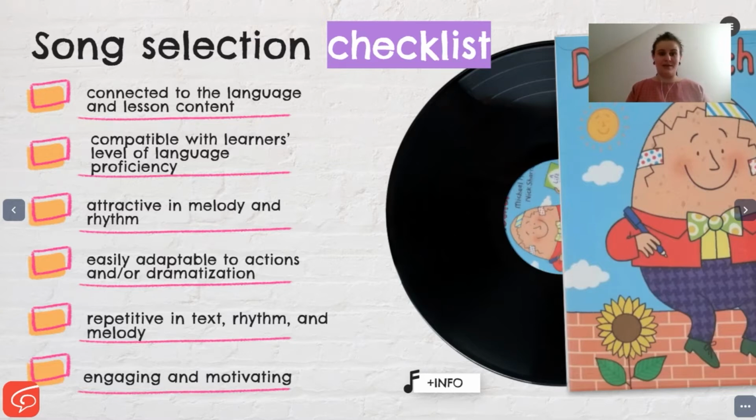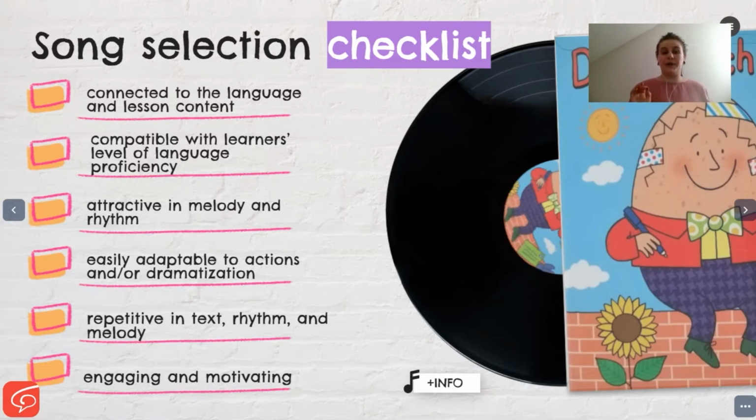The first thing on the checklist, number 1, is that a song is connected to the language and lesson content. This means that you shouldn't select a song that's completely irrelevant, completely not connected to the content of your lesson. Then, it needs to be compatible with learners' level of language proficiency. Songs that are too long may not be appropriate for very young learners, for example. Songs that are very short and repetitive, like Twinkle Twinkle, may not be appropriate for primary learners, for example, that are in the 3rd grade.